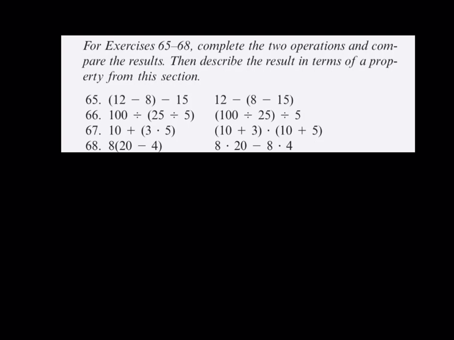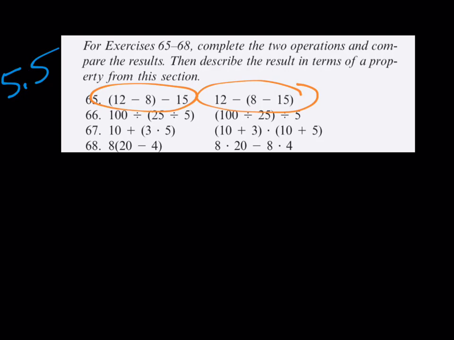Okay, so these problems are from section 5.5. And they're at the end of this section in that critical thinking section. All right, so for exercises 65 to 68, you have two different operations to complete, and then they want you to compare the results and describe it in terms of a property from this section. All right, so for example, in 65, here are the two expressions.